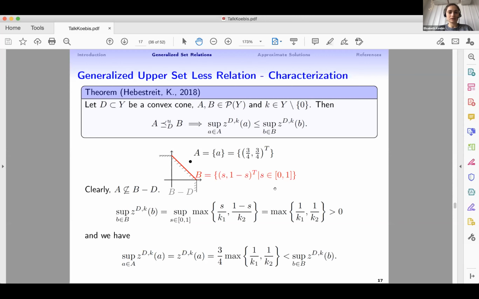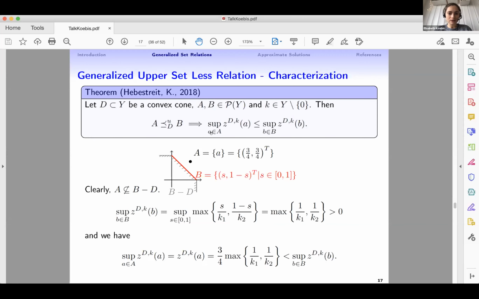If we include this set B here, then we get that this is the supremum of the maximal value of s over k1 and 1 minus s over k2, where k is assumed to be in the interior of the ordering cone in R2, of the natural ordering cone. And then this is equal to the maximal value of 1 over k1 and 1 over k2. So if we assume that both k1 and k2 are bigger than 0, which is what we assumed because k is in the interior of D, then this value here is bigger than 0.